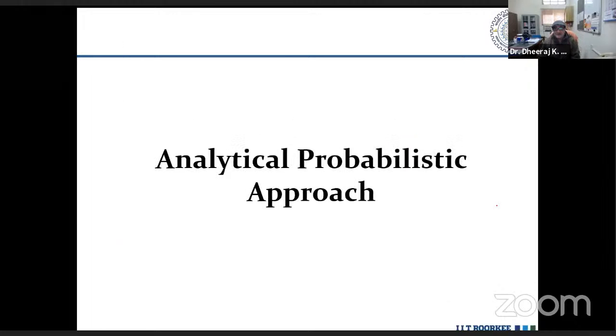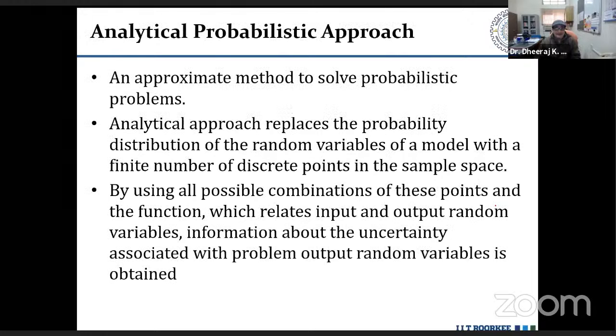Now coming to analytical probabilistic approach. So again, it is an approximate method, and in this case also we replace the probability distribution of random variables by finite number of discrete points. The difference between this analytical method and point estimate method is that in case of point estimate method, the number of discrete points is fixed, but here it can be varied from user to user or from application to application.